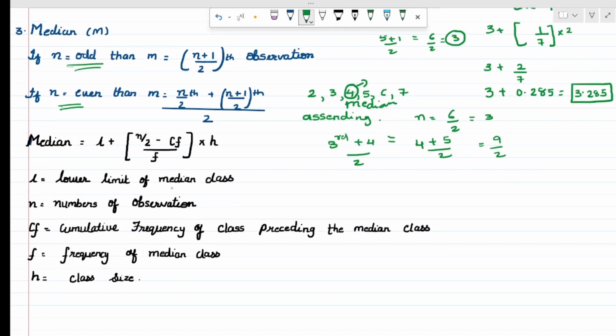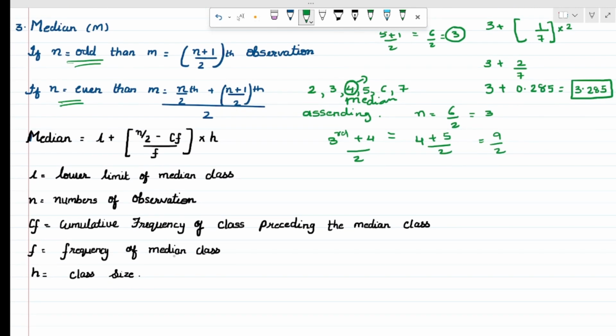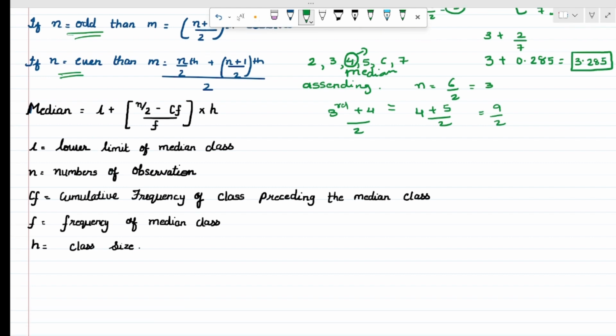But for the larger numbers, you have to apply the formula, which is L plus (N upon 2 minus CF) upon F into H. This CF becomes your cumulative frequency. Again, this H is your class size or class interval. L is your lower limit of the median class. N is the number of observations. Okay. So here is the formula. Learn after me. L plus N upon 2 minus CF upon F into H.